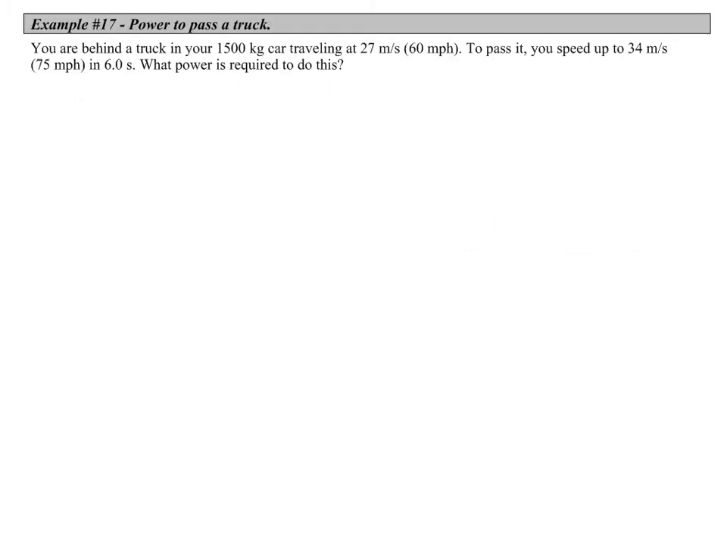So for our first example, we've got the power to pass a truck. And this example is in your reading packet. We're going to look at two other examples that are not in your reading packet. So you should just prepare yourself to put those down in your notes somewhere.